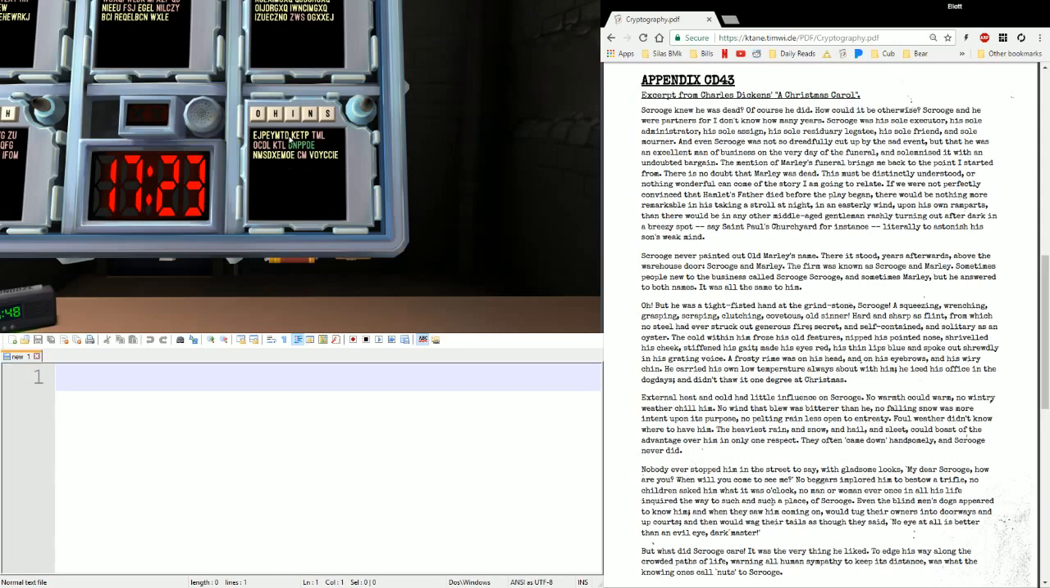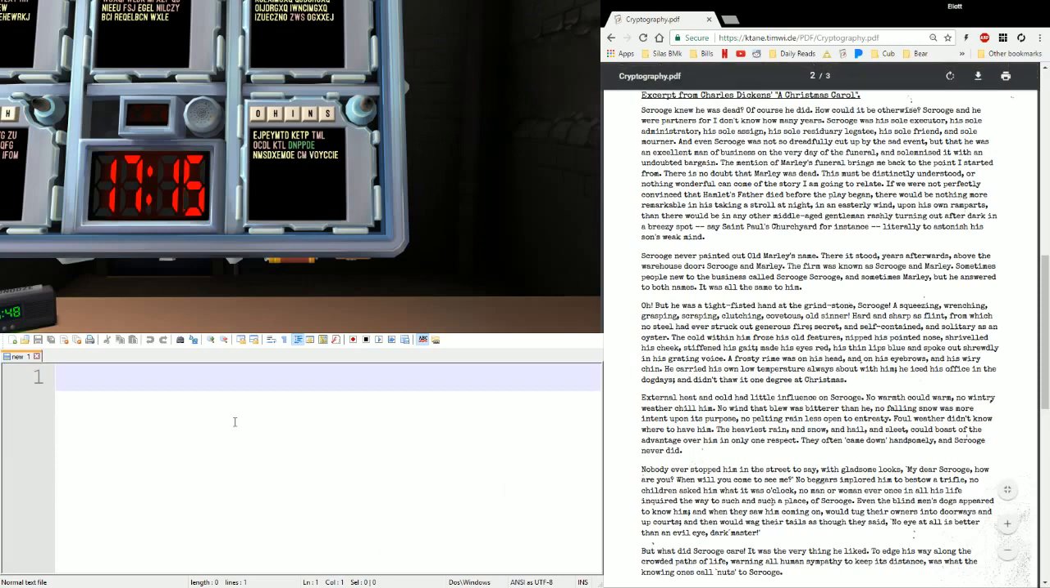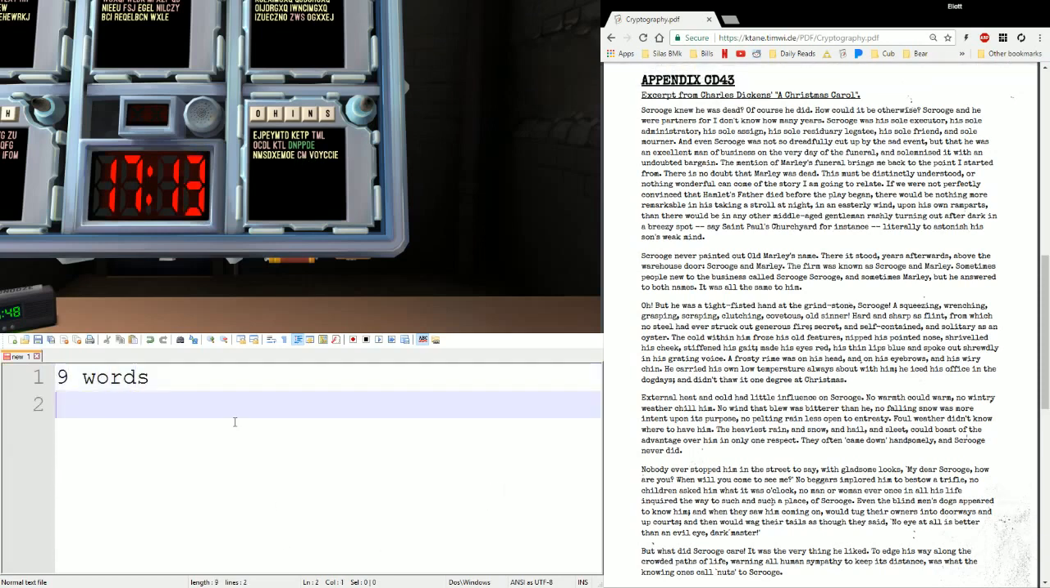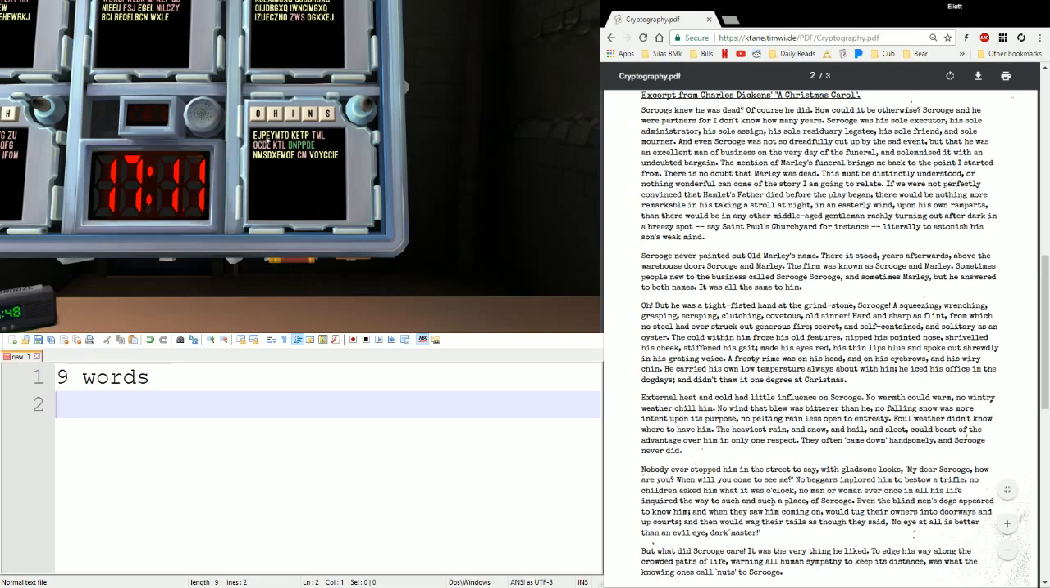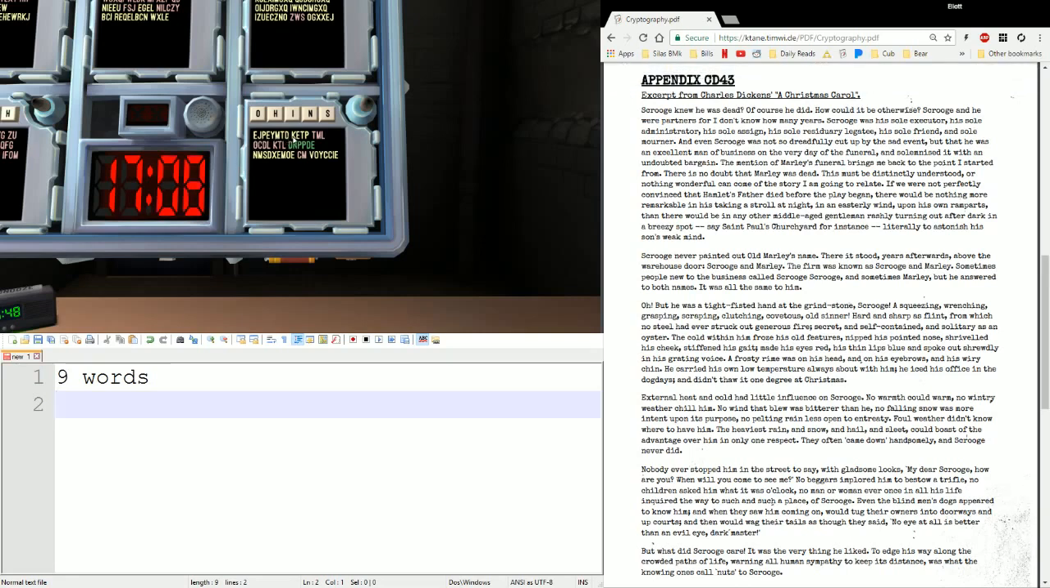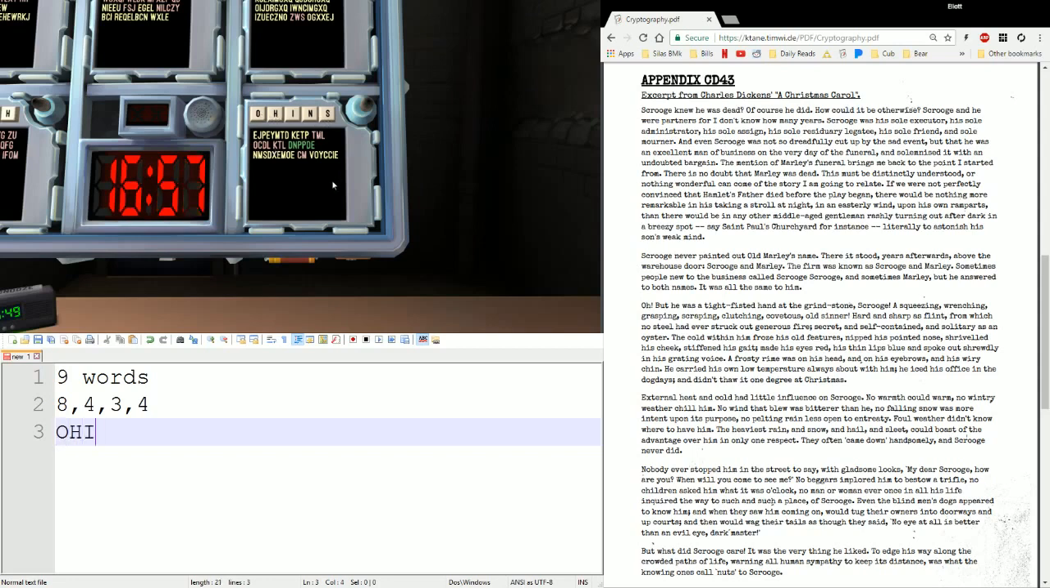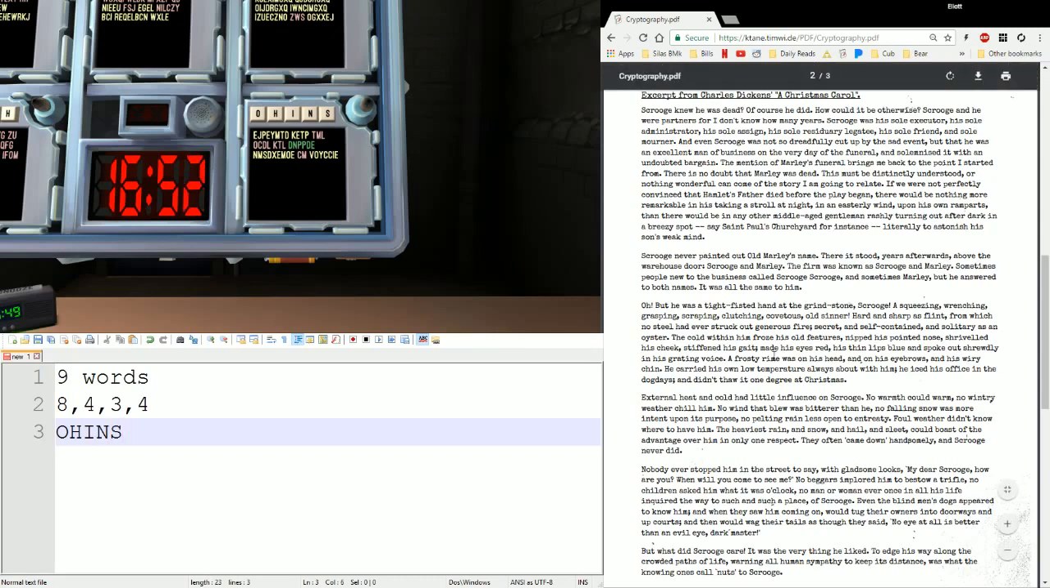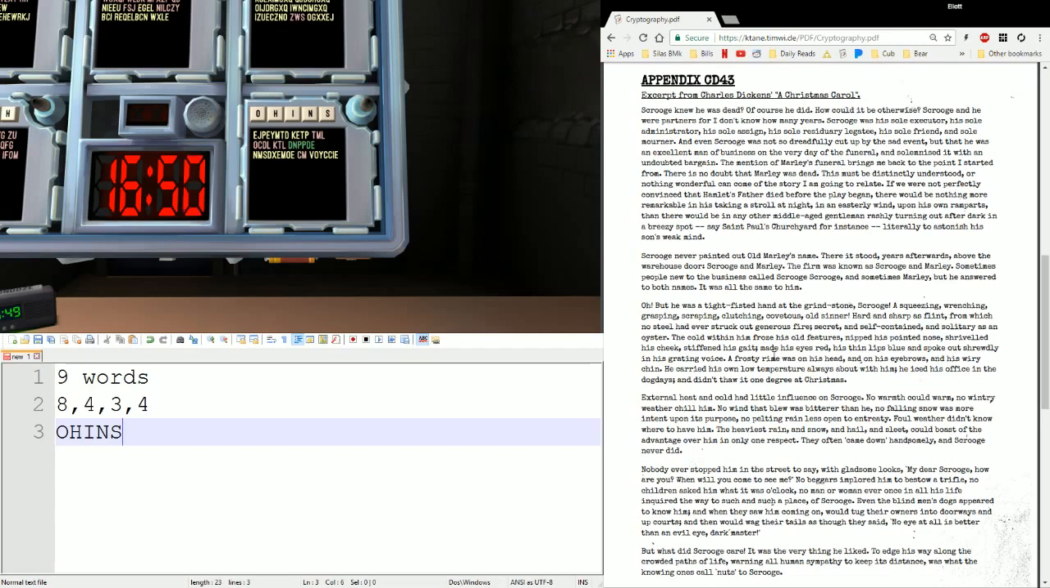So this one, for example, notice spaces still break up words, so you've got 1, 2, 3, 4, 5, 6, 7, 8, 9 words. And our word lengths are 8, 4, 3, 4. That should be enough to find us what we need. And the letters up at the top are Oscar, Hotel, India, November, Sierra. So O-H-I-N-S.